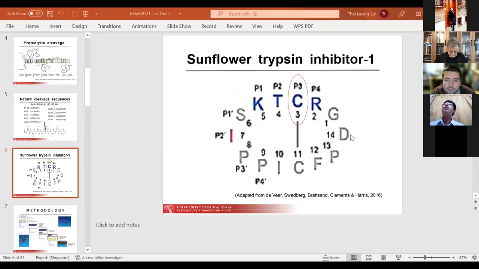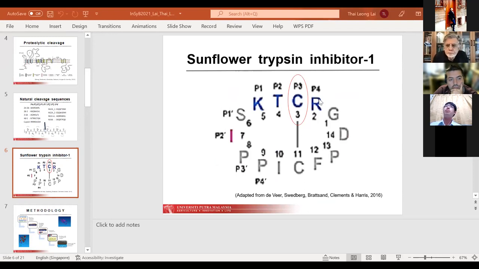Yeah, so basically this is the 2D representation of the sunflower trypsin inhibitor 1. This peptide is found in a cyclic form in sunflower seeds. So this is the wild type peptide. Many studies have shown what we call molecular grafting, the replacement of these binding loops with the peptide sequence that we are interested in.